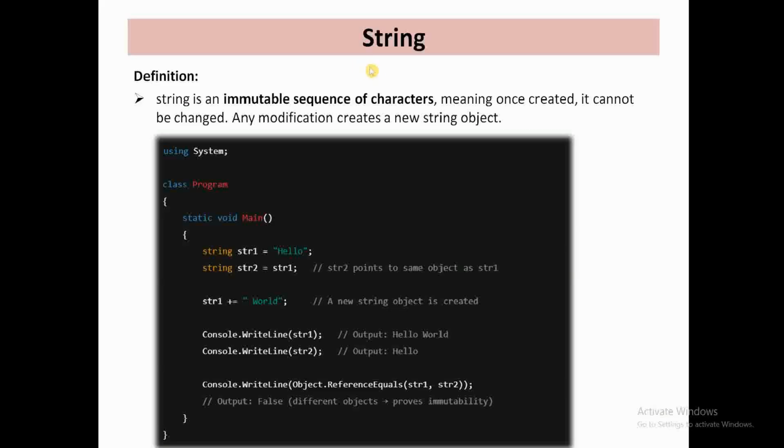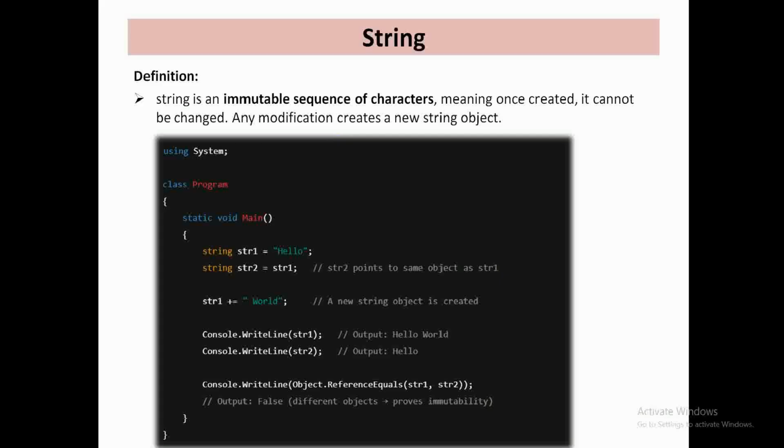Our first topic is string. So what is a string? String is an immutable sequence of characters, meaning once created it cannot be changed. Any modification creates a new string object. So basically string is immutable, which means it cannot be changed.